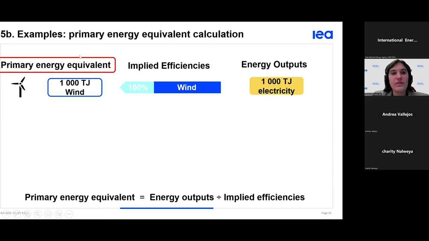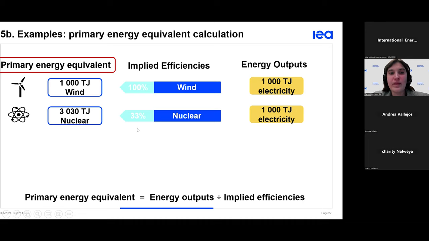So let's say you have 1,000 terajoules of electricity output from wind. So we know the energy output in this case, and we need to calculate the primary energy equivalent in order to include it as input in the energy balance. So we know the primary energy form for wind is electricity, and we already have the energy output as electricity. So therefore, the implied efficiency is 100% because we're converting electricity to electricity. So we need to put 1,000 terajoules of wind as input in the energy balance. So this is how we can use our implied efficiencies listed in the previous slide to convert energy outputs into their primary energy equivalents.